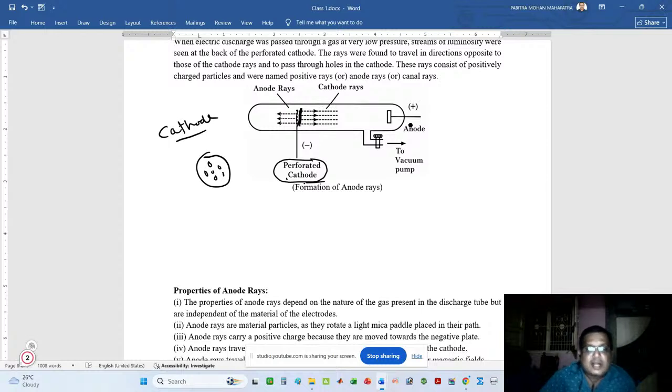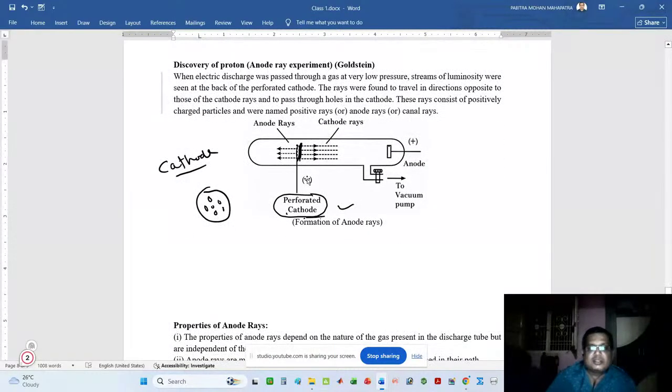And the same arrangement like the cathode ray experiment, here also the arrangement is performed. Look at that. Here also cathode is present, here also anode is present. In this cathode some holes are present, that is said to be perforated cathode. Here also high voltage is passed. This is your discharge tube, glass discharge tube. Here also a vacuum pump is fitted like the cathode ray experiment. Here this is your anode.